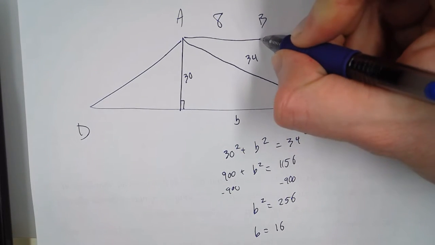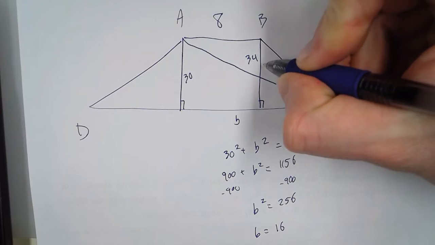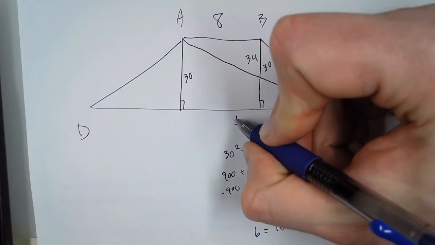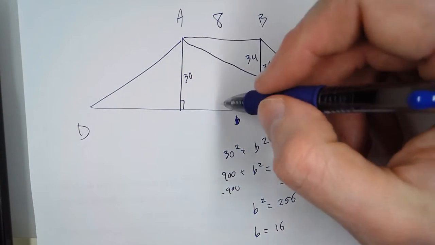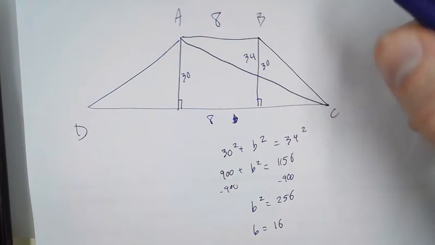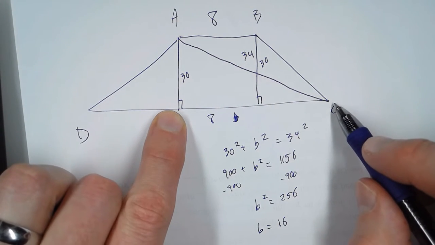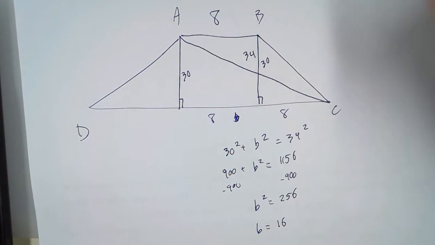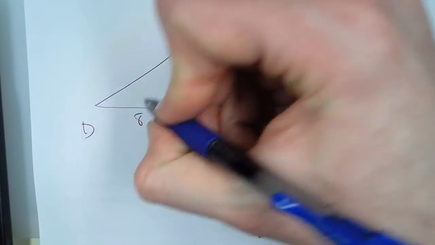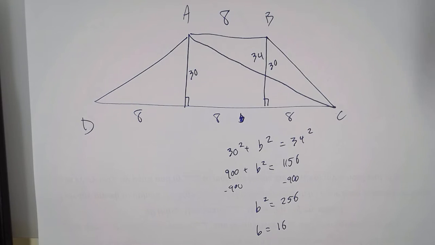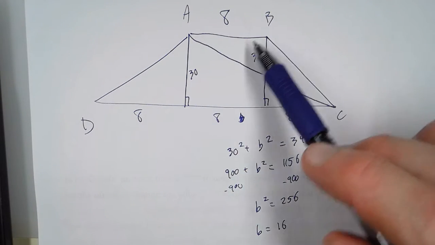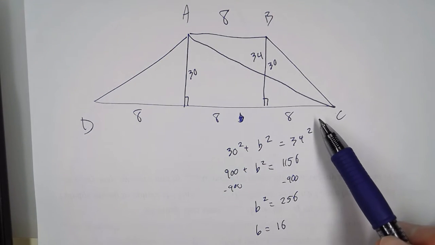So that's the length from here to here. Now, if I draw down the height over here, that's also 30. Now this portion of the base is equal to this. We call it 8. But we know that from here to here is 16. So that means this is 8. And because this is isosceles, we also know that that is 8. So now the top base is 8, the bottom base is 24.